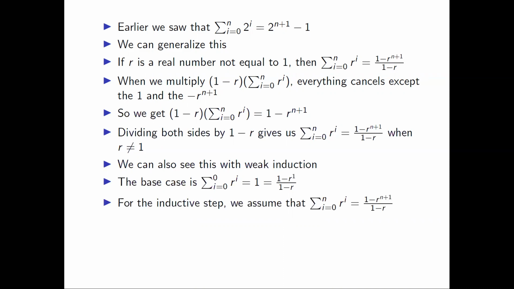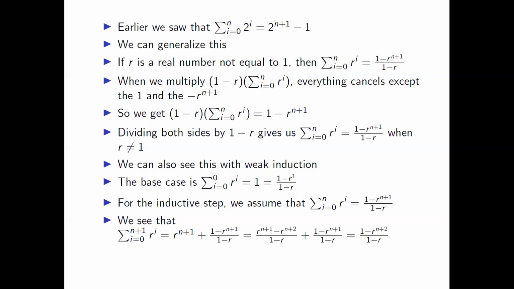Now for the inductive step. Our inductive hypothesis here will be that the sum from i equals 0 to n of r to the i is equal to 1 minus r to the n plus 1 over 1 minus r. So notice that I didn't use a k here, I used an n. This is fine. You can use any variable that you want. So it's fine to use an n in your inductive hypothesis variable. It's fine to use an m, an x, whatever you feel like.